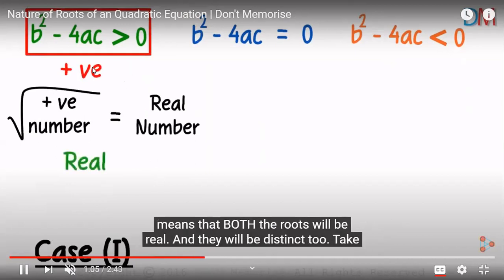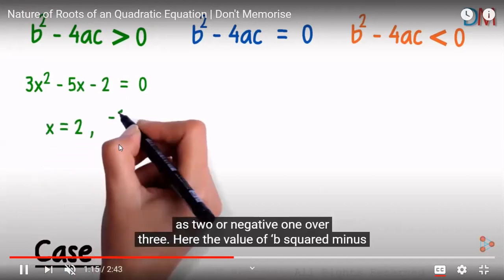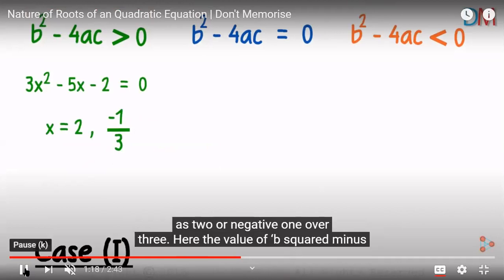If b square minus 4ac is a positive number, greater than 0, the number under the root is positive, which means it has real roots. How many roots? Two distinct real roots. How can we decide? If you factorize the equation 3x square minus 5x minus 2 equals 0 by the middle term, we split it as minus 6x plus x. The equation contains two real roots, x equals 2 and minus 1 upon 3.